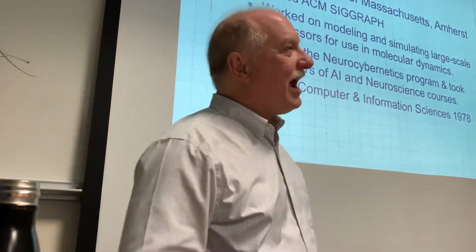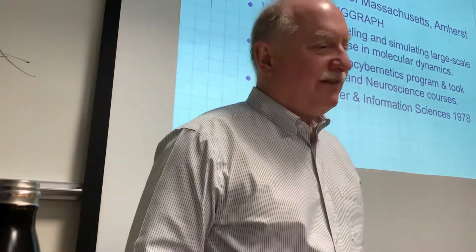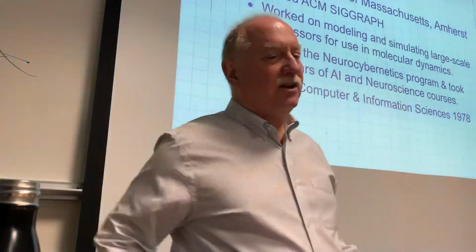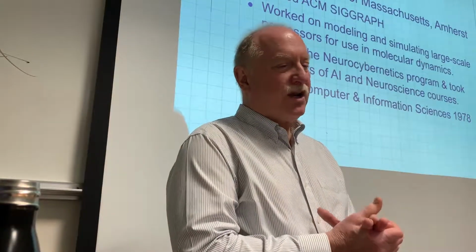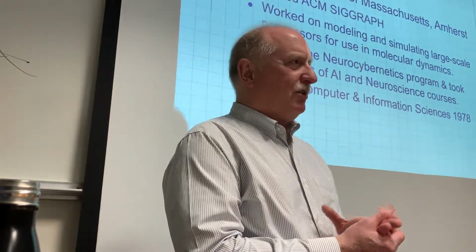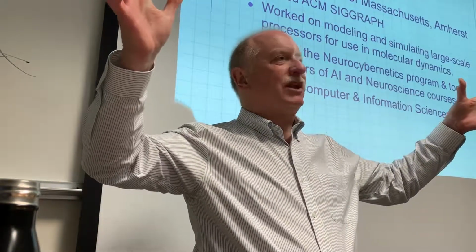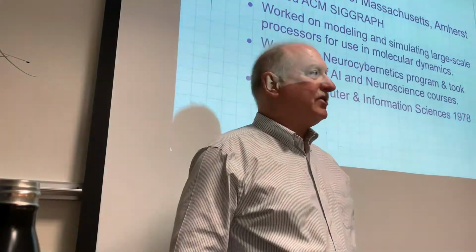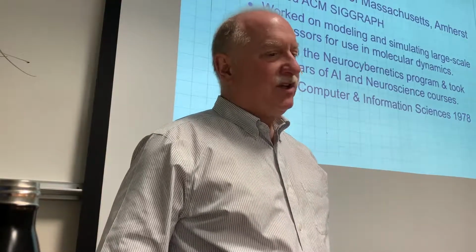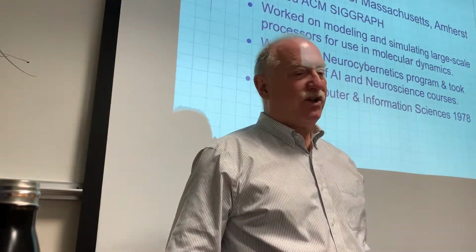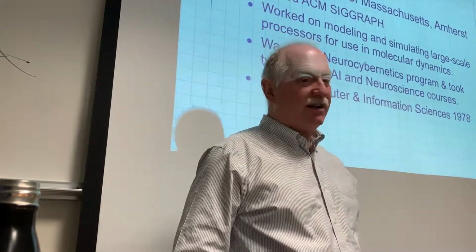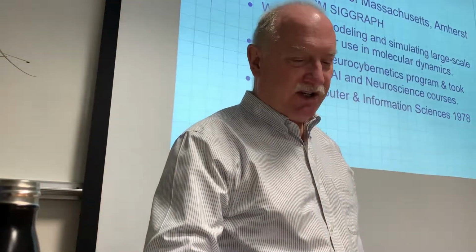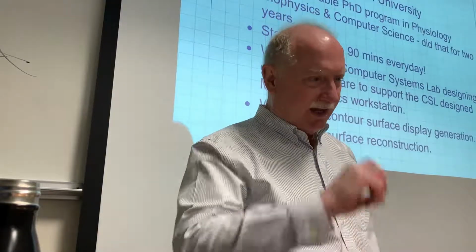Then I went to UMass Amherst. I was there 76, 78. I joined ACM SIGGRAPH. I worked on modeling and simulating large-scale processors for use in molecular dynamics. I built a simulation for a 500 processor system that was very much like a Carnegie Mellon CM Star computer. I was in the neurocybernetics program. I took 2 years of AI and neuroscience courses and none of the fundamentals of computer science. And I have a master's in computer and information science from there in 1978.